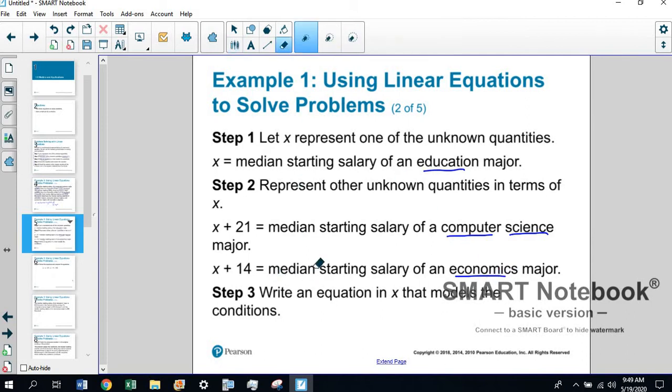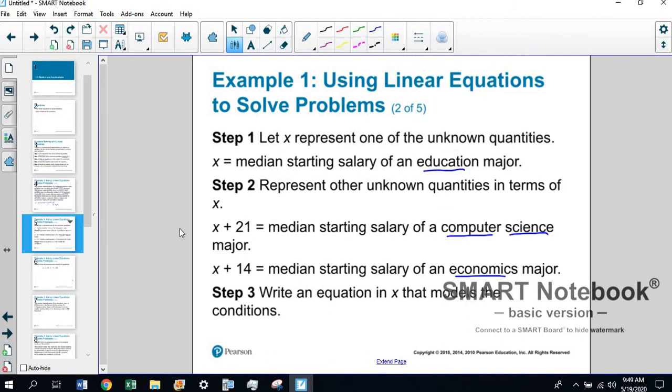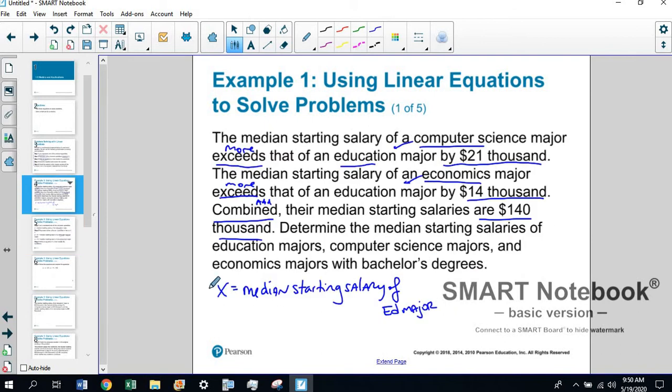Okay? So again, you just have to read through the problem. I do not expect you to translate this word for word as you read it along, okay? It's a step-by-step process. And now what we need to do is write an equation that models these conditions. Well, what did the word say? Go back to the problem.